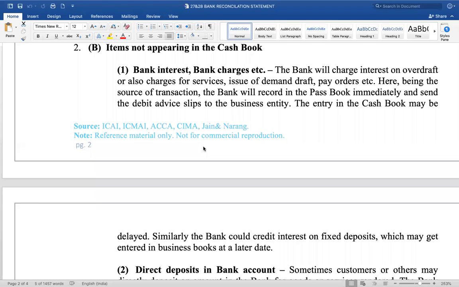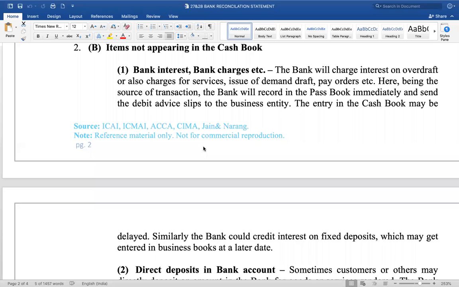Look at this one. Whenever there's a charge by the bank, it will be reduced in the passbook. But the same is not communicated, or to communicate it takes time. Till that communication reaches the cashier of the company and the cashier enters that, there's a difference between passbook and cash book.